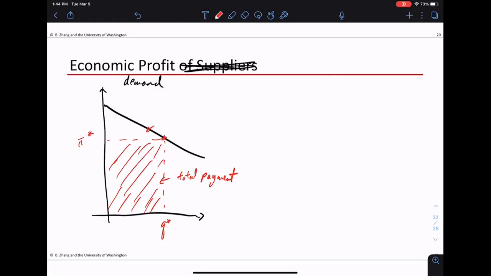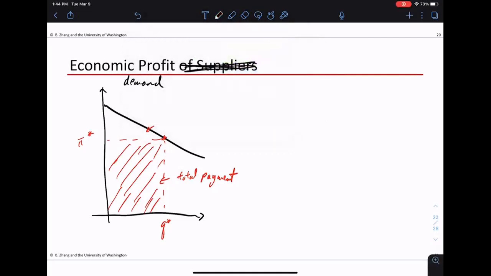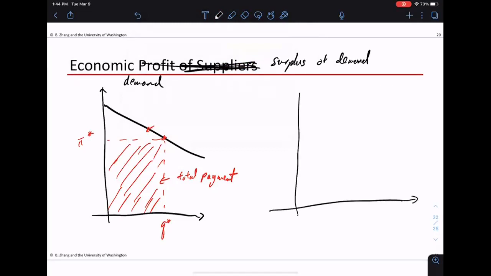Okay, so if you make a total payment of Q star times pi star, that is the total amount that demand pays out to the generators. Then if you look at this curve, this is the same curve drawn again. Economic surplus. If you draw this curve again, this is again demand. That's the same curve again, you add to this point.